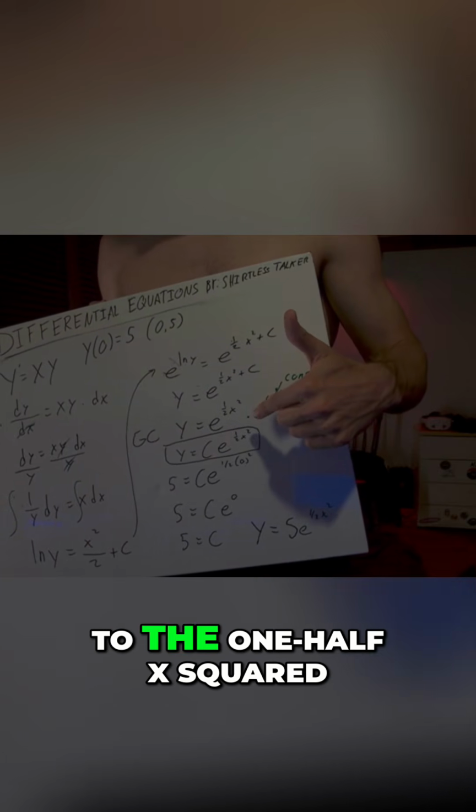And now we simplify to get our general solution: y equals c e to the 1/2 x squared.